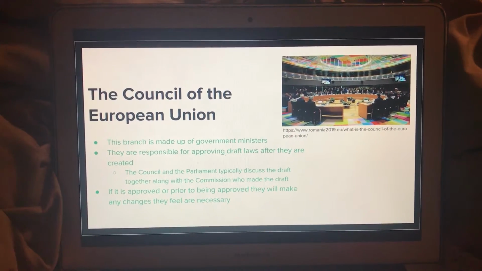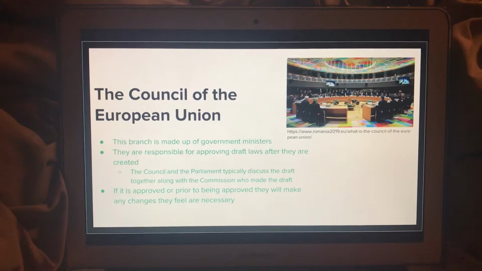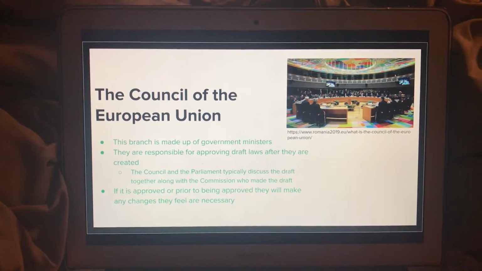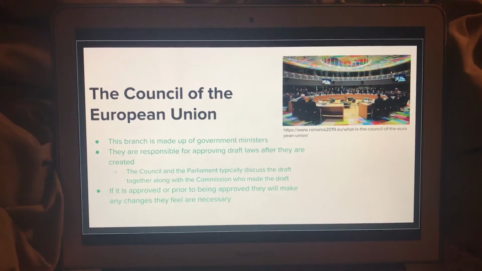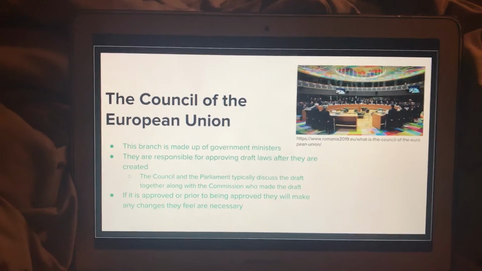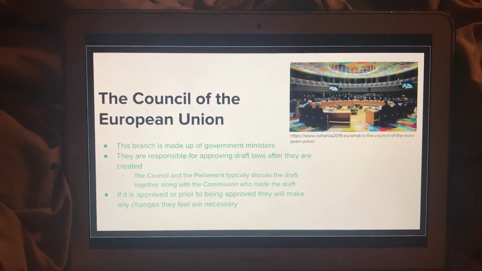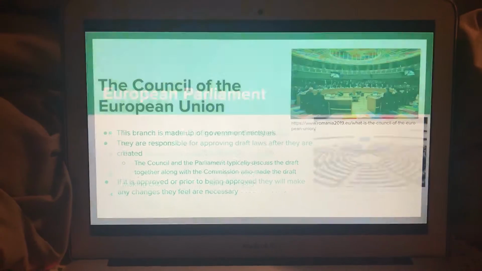The Council of the European Union. This branch is made up of government ministers. They are responsible for approving draft laws after they are created. The Council and the Parliament typically discuss the draft together along with the Commission who made the draft. If it is approved or prior to being approved, they will make any changes they feel are necessary.